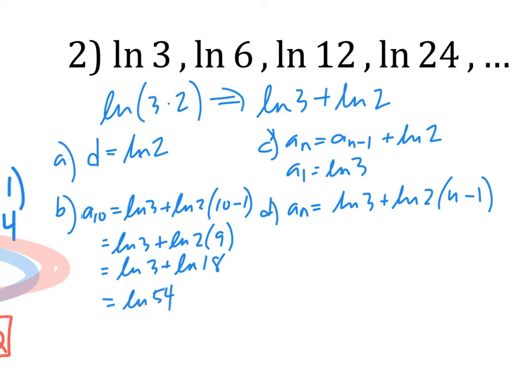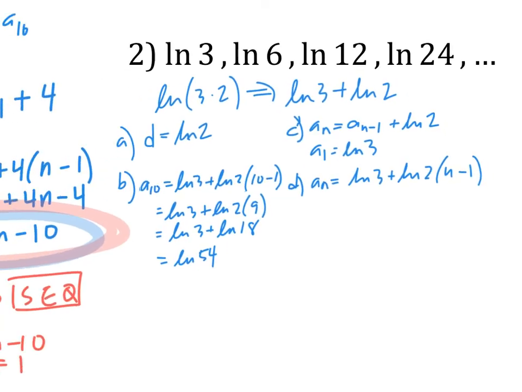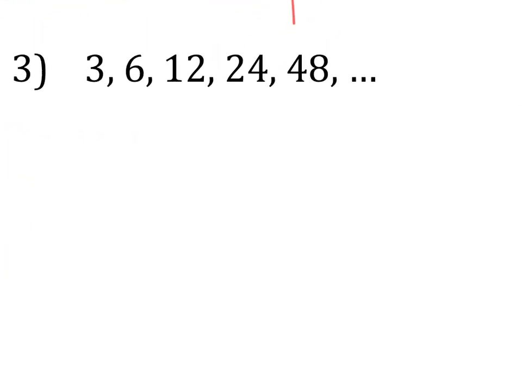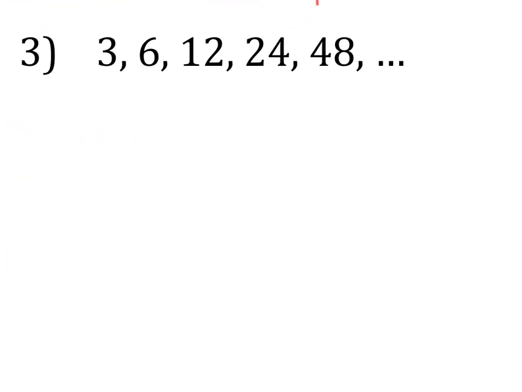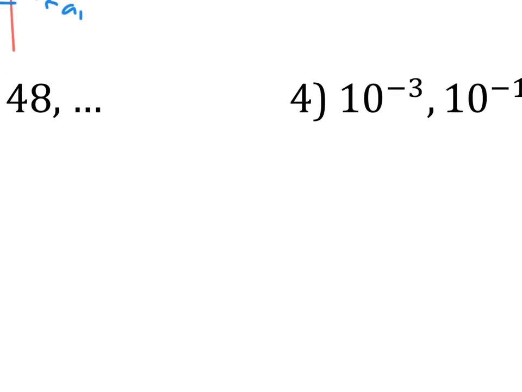And then for E, you're just going to graph it. It's going to show you the same thing because this is linear. It's going to look like a straight line but not connected. All right, let's try another one. This one is pretty easy, so I'm going to let you do that on your own.